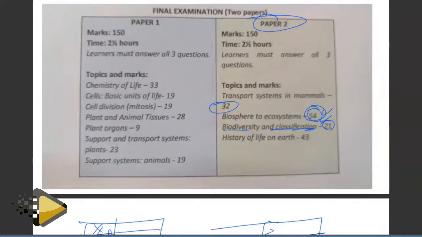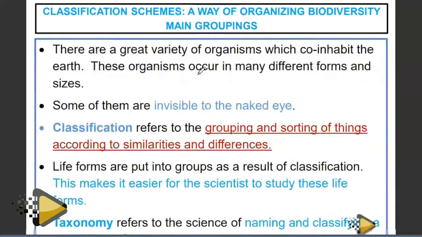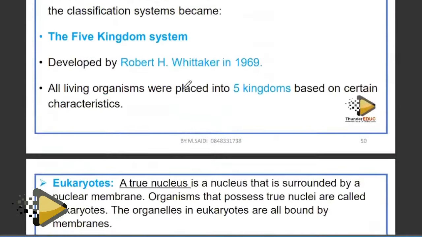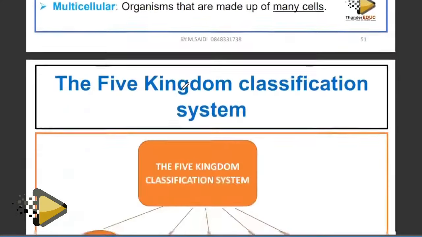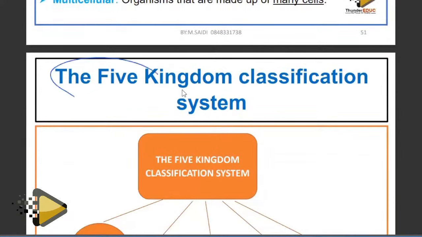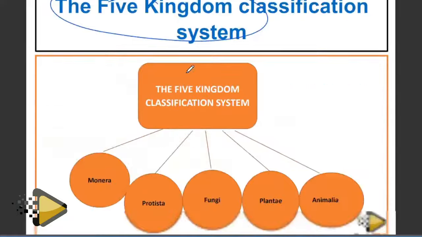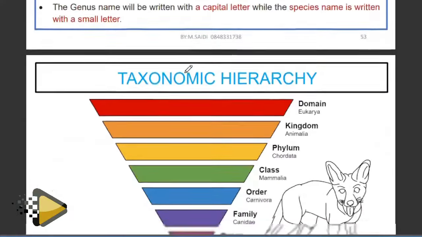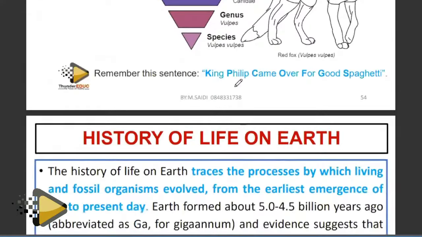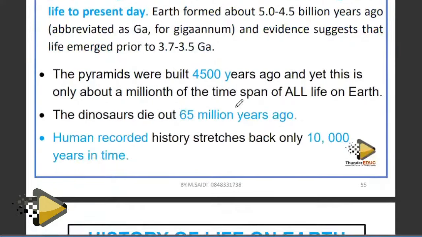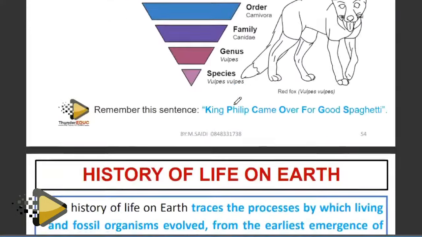When you talk about classification, there are some things which you need to know. You need to know about the five kingdoms. At least you know these five kingdoms. How do we do the naming? Starting with the genus and then the species, the scientific name. Who discovered that naming style, the binomial naming? At least you need to know that.